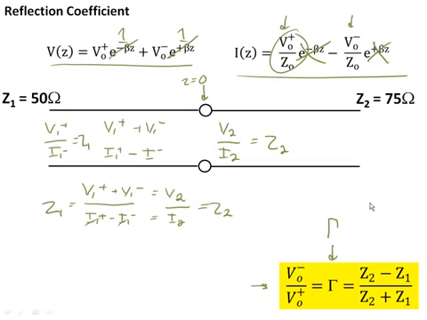It turns out in this case that Z2 is equal to 75, Z1 is equal to 50. On the bottom we would have Z2 plus Z1, 75 plus 50, so our reflection coefficient is going to be 25 divided by 125, which is going to be essentially 0.2. So the wave going back is positive and it goes back 0.2. Let's look at another case here.